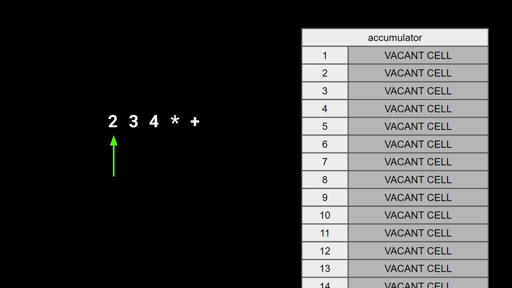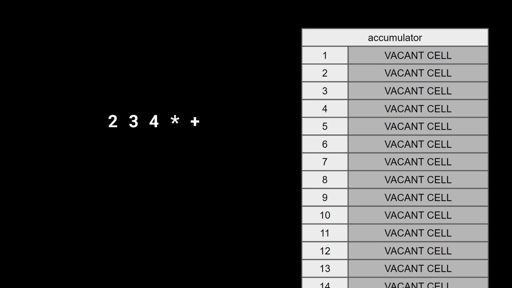We first see a 2, so we add it to the first cell of the accumulator. Then we have a 3, we add it to the second cell. Then we add the number 4 in cell 3. Now we see a multiplication. So we take the value inside cell 3 and multiply the value of cell 2 with it. We now have 12 inside cell 2. And cell 3 is empty. We keep going with the addition, so we take the value of cell 2 and add it to cell 1. So now we're done and have the final result inside the first cell.